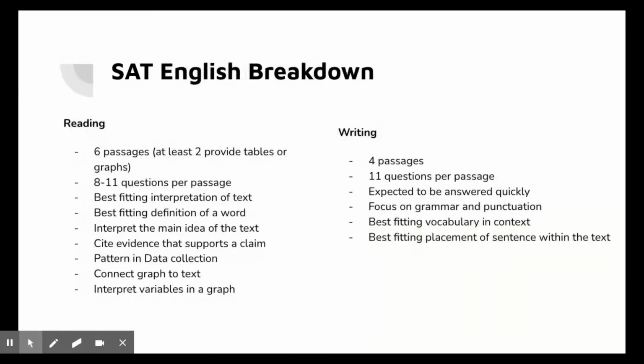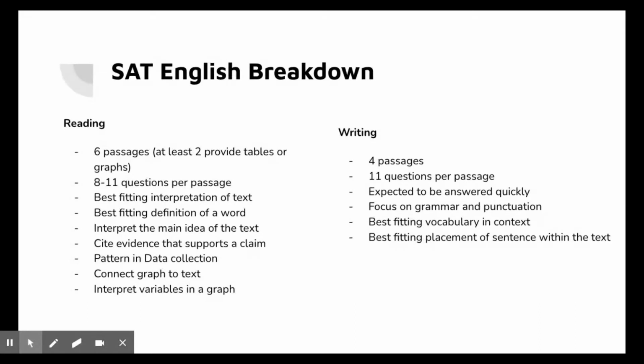So for each section of the test, there are plenty of concepts covered. Let's break down the reading and writing section. A student is expected to be able to read through and analyze a total of 6 passages and answer 8 to 11 questions per passage. 4 of these passages range from 50 to 100 lines of evidential text, and at least 2 of these are more data analysis or scientific experiment-oriented and provide data tables or graphs.